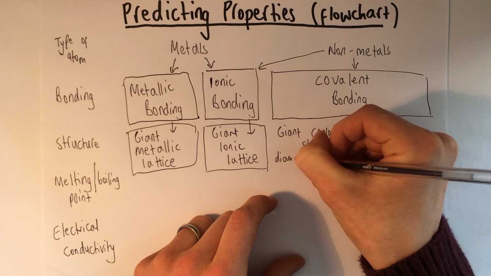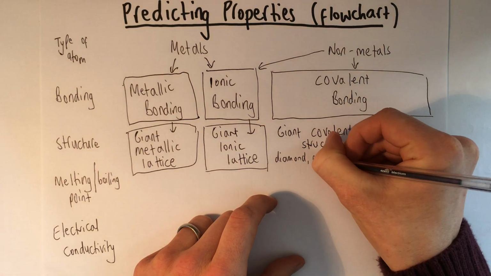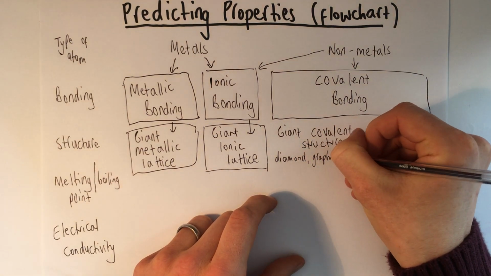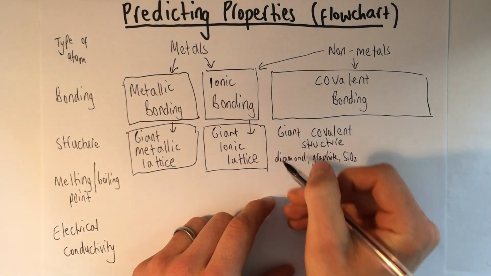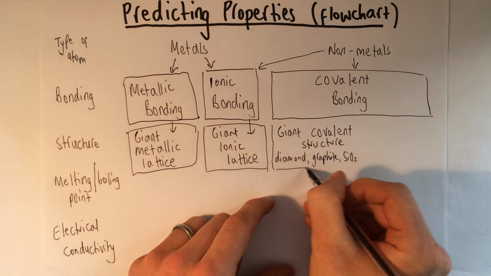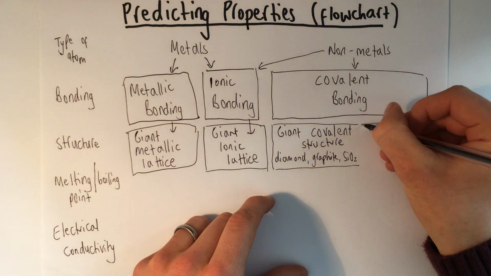and for this one I'm going to write those three down. Diamond and graphite are both made of carbon atoms. There are other elements or compounds that have giant covalent structures. Those are the three main ones to know, so those are just the three that I'll put here.